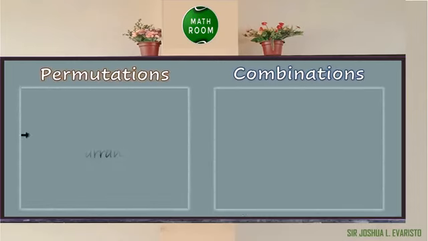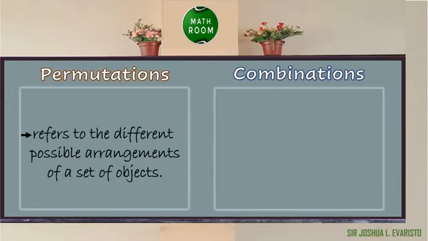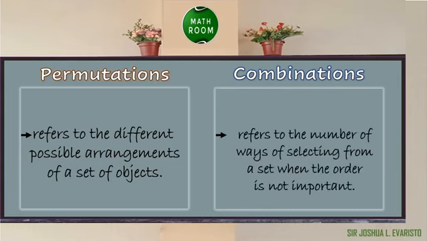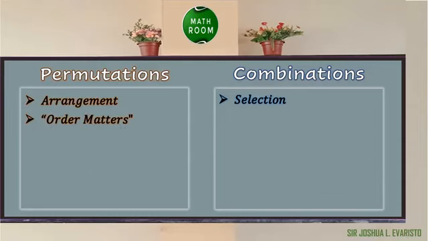In lesson number 1, we learned that permutations refers to the different possible arrangements of a set of objects. In lesson number 3, we learned that combinations refers to the number of ways of selecting from a set when the order is not important. Permutations is all about arrangements, and combinations is all about selection. In permutations, order matters. However, in combinations, order does not matter.